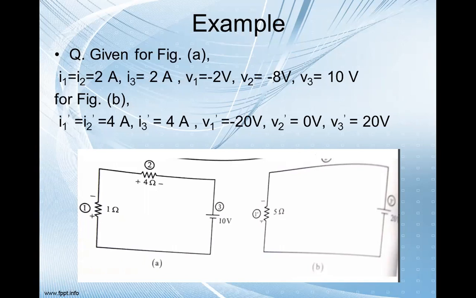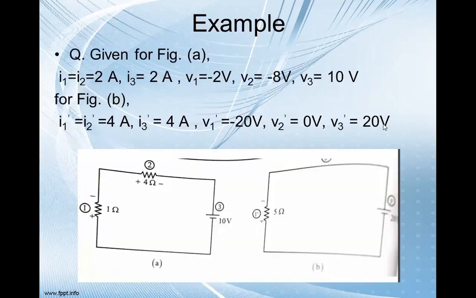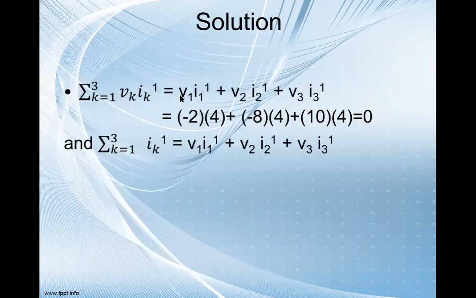Now we have to show with the help of Tellegen's theorem that the power delivered by the source plus the power consumed, the summation of all these things, will be equal to 0. That we are going to show. How many elements do we have here? We have 3 elements in both the networks. So what we are going to do is V1 into I1 dash plus V2 into I2 dash plus V3 into I3 dash.